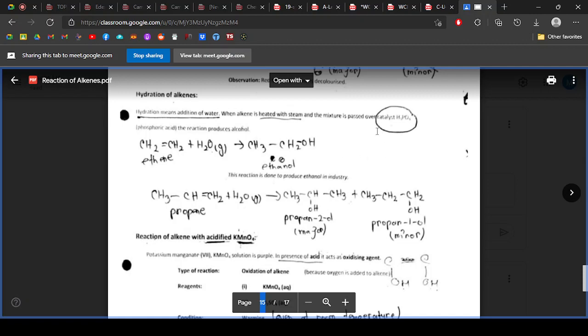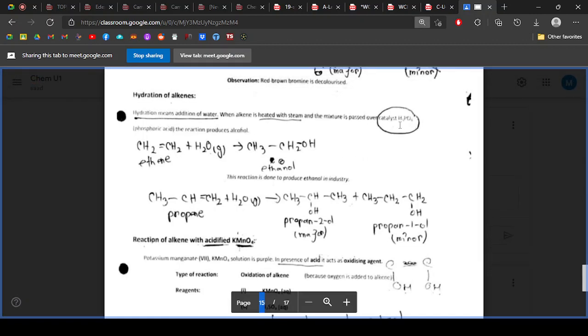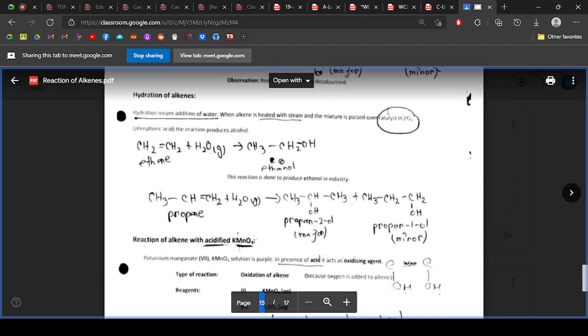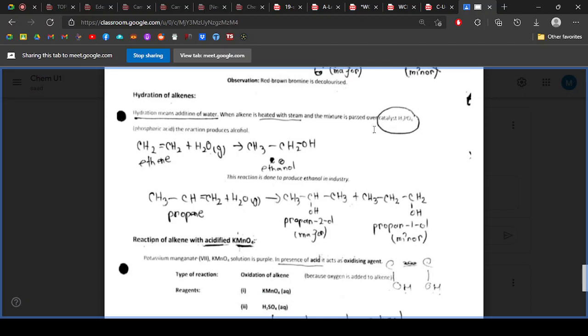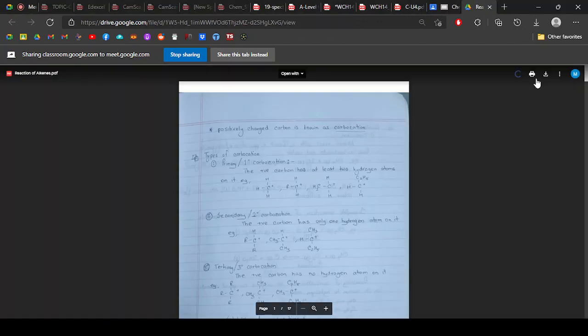Now in this PDF, it's a bit blurry here, but do you see the circled portion here? It's supposed to be the catalyst, H3PO3. Wait, let me just download this. Never mind. Just give me one second. Give me one minute.